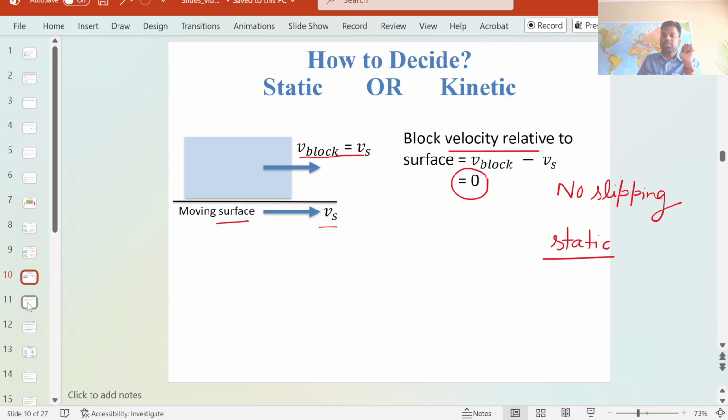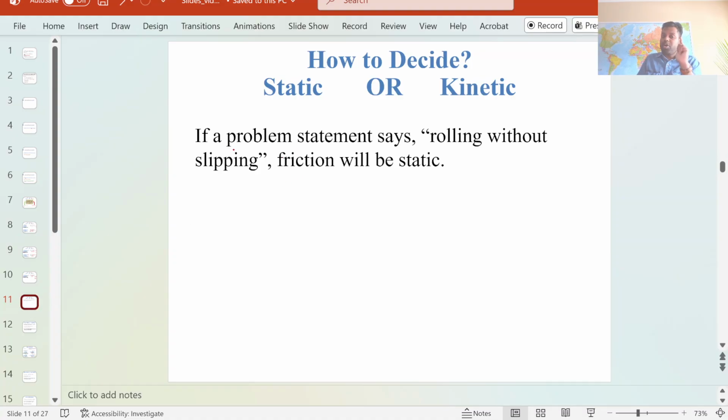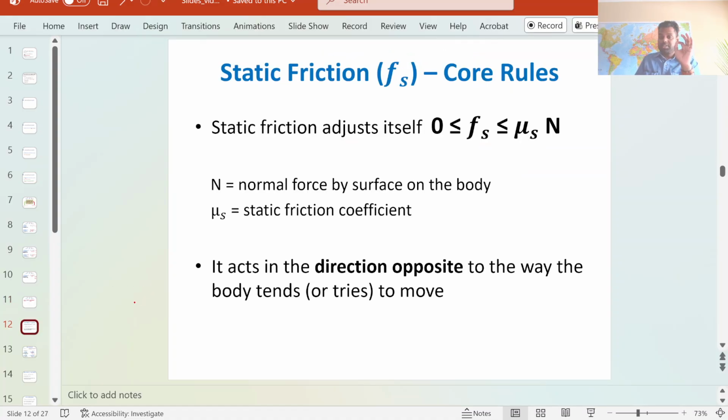Now, if a problem statement says rolling without slipping, then the problem is telling you there is no slipping. So the friction will be static. So please do not miss that in the question. If the question says rolling without slipping, then the friction will be static.